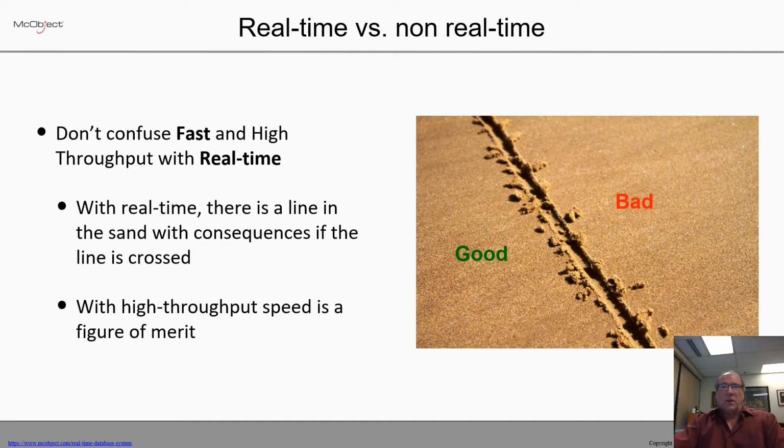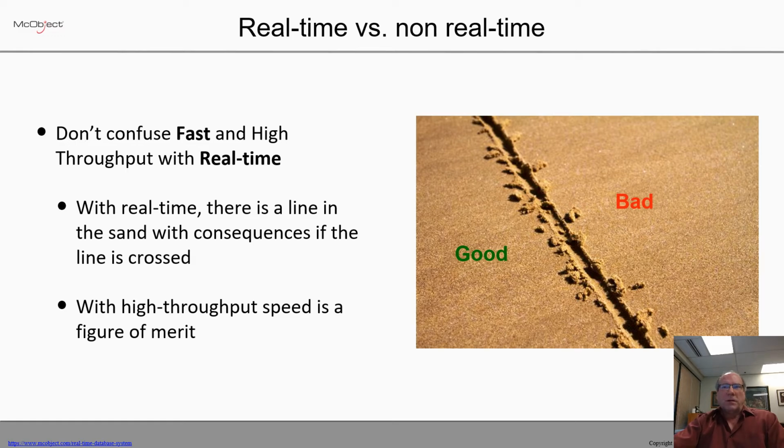Here's the thing. In real-time systems, there's a line in the sand with consequences. The line in the sand is the transaction deadline. Crossing the line means the transaction was late, so the real-time system was not able to respond to an event in the real world within the predefined timing constraint. In an advanced driving assistance system, perhaps this means that an accident was not avoided.